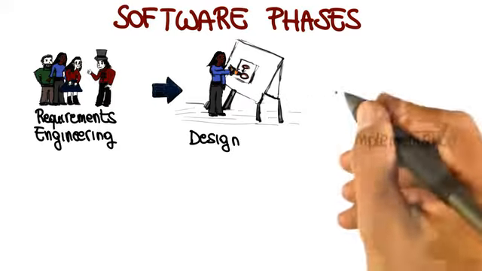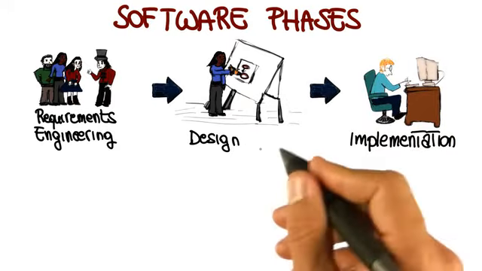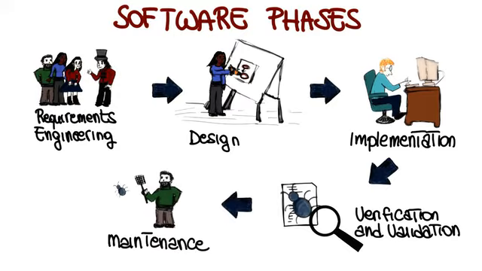Once we have defined our design, we can actually move to the next phase, which is the implementation, in which we write code that implements the design we just defined. After implementing the code, we need to verify and validate the code. We need to make sure that the code behaves as intended. And finally, we need to maintain the code.